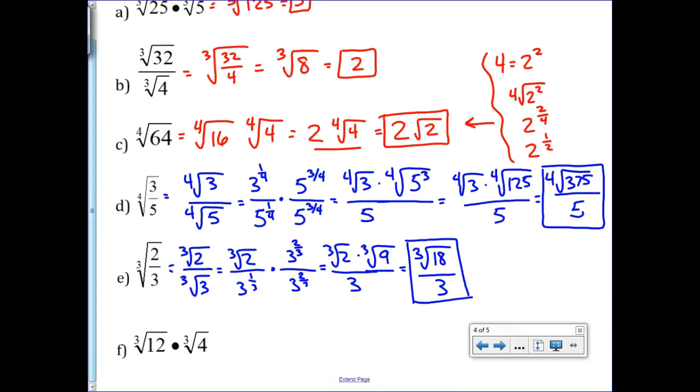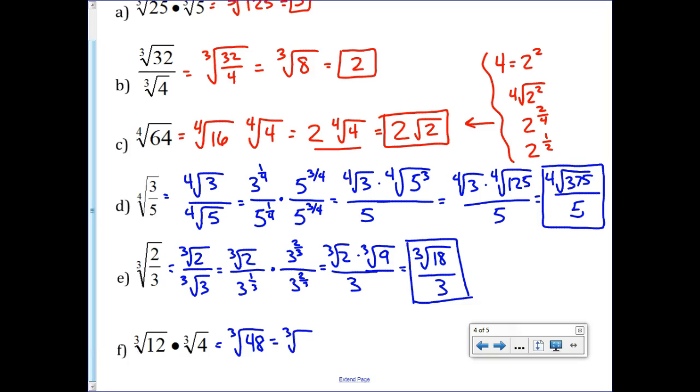Alright, then I have the cube root of 12 times the cube root of 4. So, I'm going to multiply those together. So the cube root of 48. So I'm looking for perfect cubes. 1 cubed is 1, 2 cubed is 8. I know that works. 3 cubed is 27. 4 cubed is 64. So that's too big. And it doesn't divide by 27. So I think 8 is my largest perfect cube.